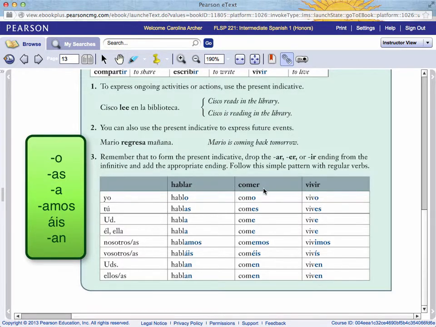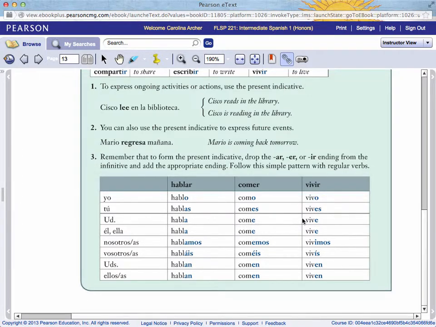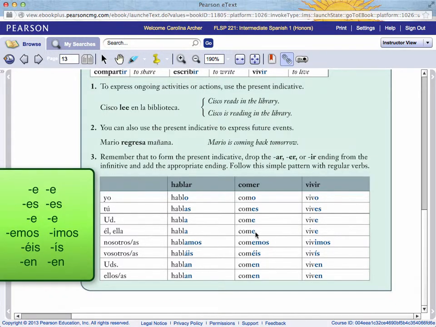For the -er verbs, the yo form is always going to be -o. Okay, yo como. But here's going to be different. Instead of -as, tú hablas, it's going to be -es. Tú comes. And the same thing with verbs that end in -ir. Comes y vives. Usted habla, usted come, usted vive. See, the -er and -ir conjugate the same. Él and ella come y vive.